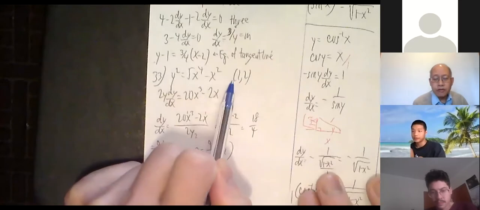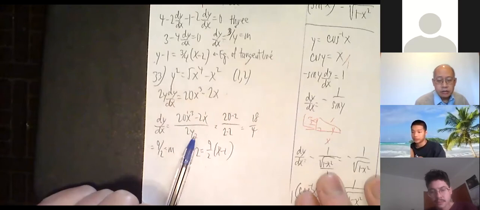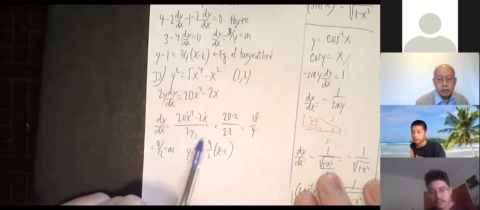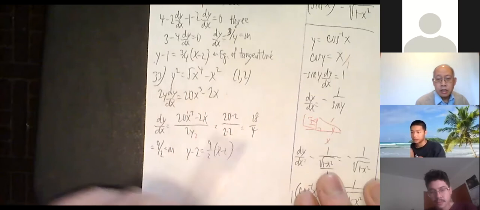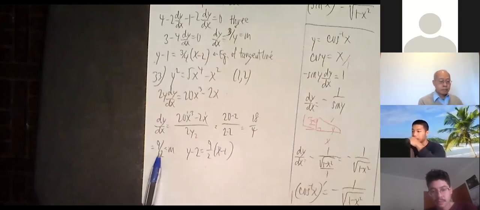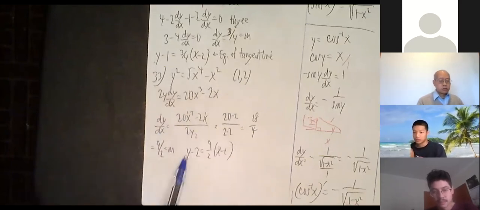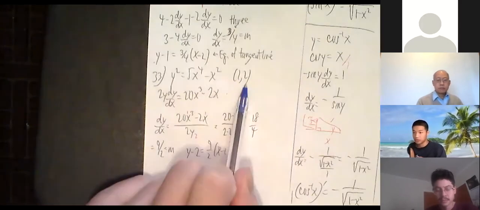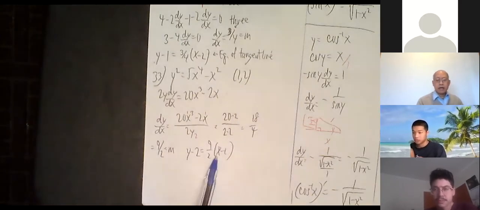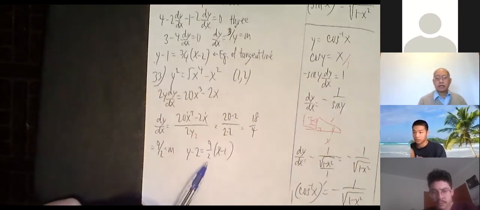Now I plug in 1 for x, 2 for y. So put a 1 there, a 1 there, and a 2 there. So the bottom is 2 times 2, which is 4. This is 20 minus 2, which is 18. So 18 over 4, which reduces to 9 over 2. And we're home free. Point-slope: y minus y1 equals m times x minus x1, x minus 1. Stop. This is the equation of the tangent line.